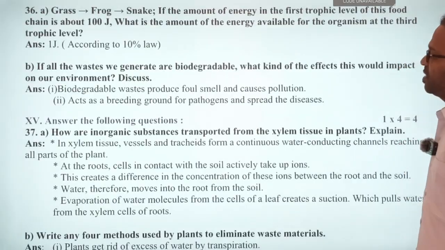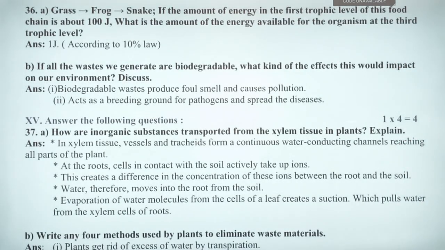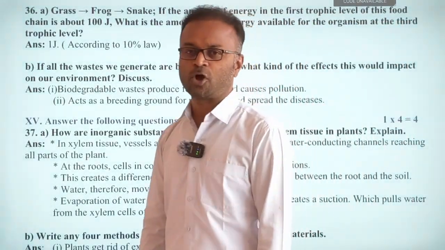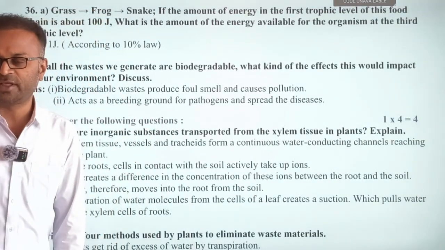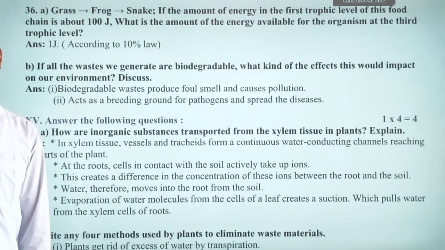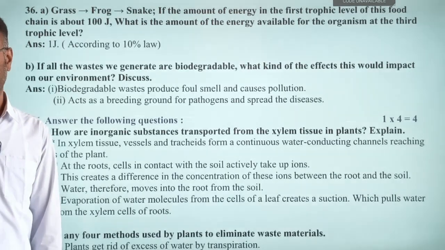Now, grass, frog, snake. If the amount of energy in the first trophic level of the food chain is 100 joule, what is the amount of energy available to the organism at the third trophic level? We know the 10% law, right? 90% of the energy will be utilized by the organism belonging to that particular trophic level for its life processes or physical activities.